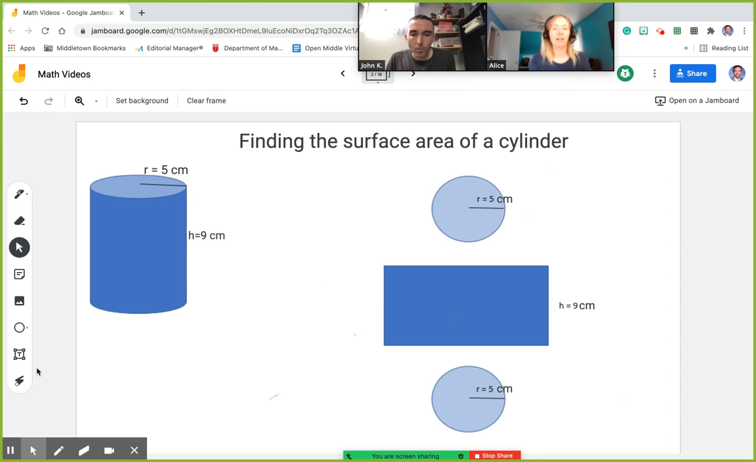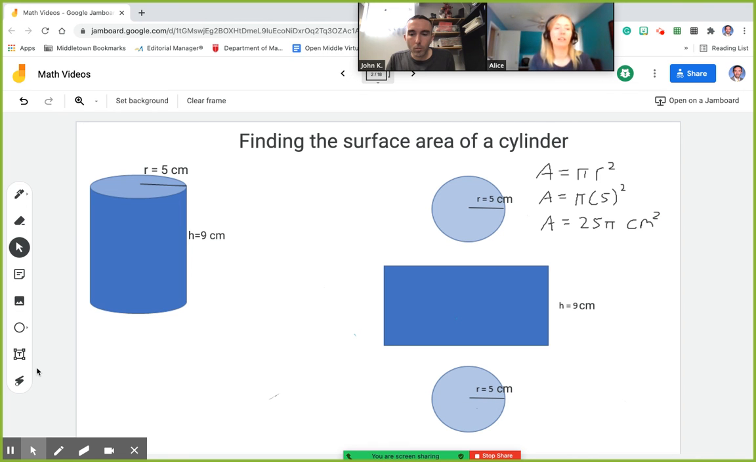So I'm going to go ahead and dive in. First, I'm going to calculate the area of this top circle. The formula for that is area of a circle is pi r squared. I've got my radius as 5 centimeters, so I'm going to put a 5 in there. And 5 squared is 25. So my area is, I'm sorry, 25 pi, and that's centimeters squared.